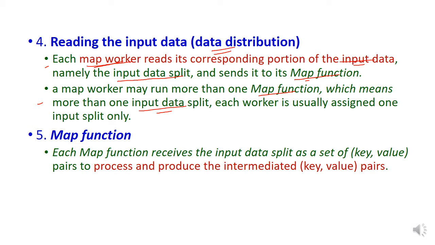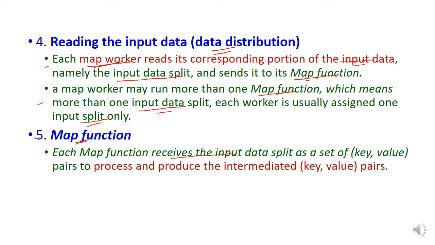That is, each worker is usually assigned to one input split only. That is, one worker can execute only one input split. After completing that, it can again take another input split. And next one is the map function.